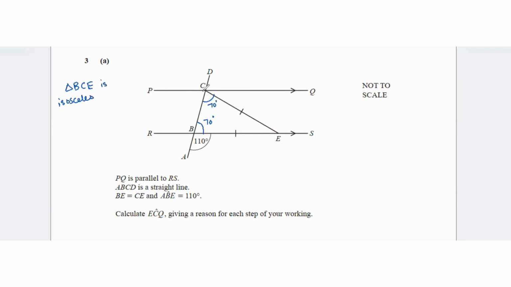Now, we know that angle CBE is co-interior with angle QCB, which means angle QCB would be 180 minus 70, which is 110. That means this part over here would be 40 degrees.